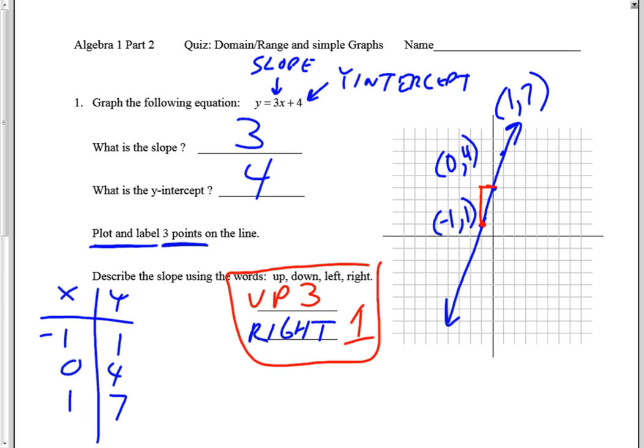Then you'll never have to worry about the bottom portion, your rise and your run. The run will always be to the right if you're going from left to right. Take a look at that. That would get you full credit. Having 3 points.